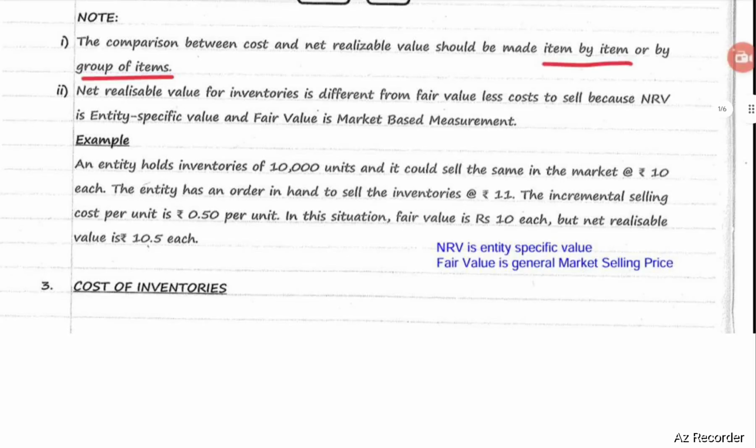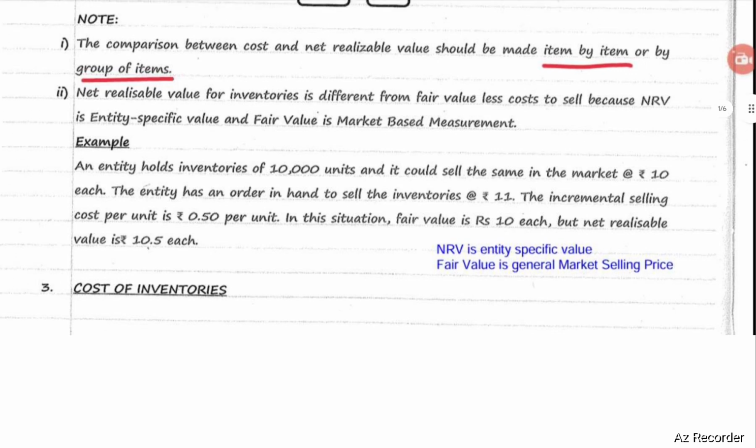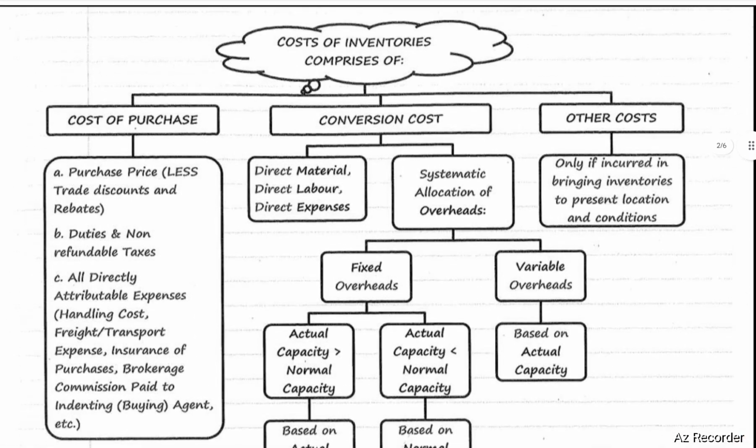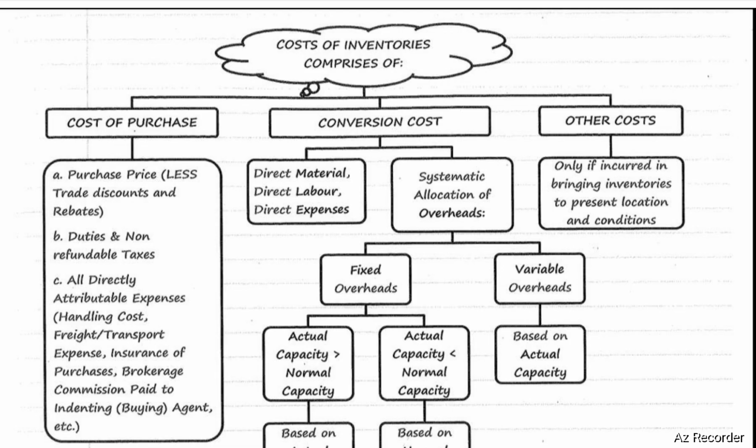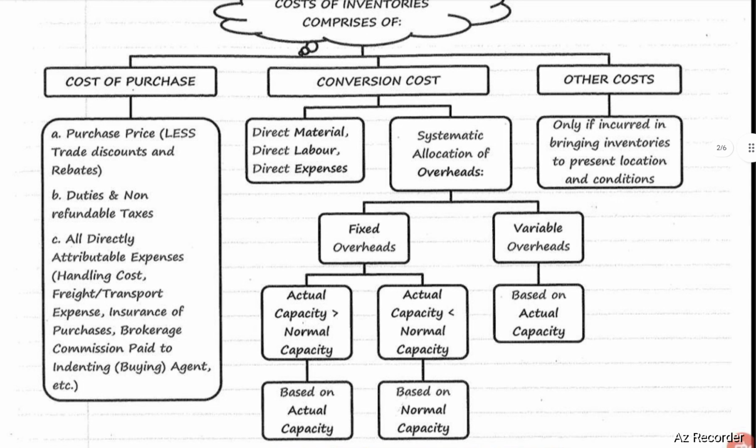Next, cost of inventory. Inventory cost includes cost of purchase, conversion cost, and other cost. Cost of purchase. How to calculate purchase cost? Purchase price less trade discount, less rebates. Add duties and non-refundable taxes. Add all directly attributable expenses like handling cost, freight, transport expense, insurance of purchases, brokerage and commission paid to the indenting agent, that is the buying agent, etc.